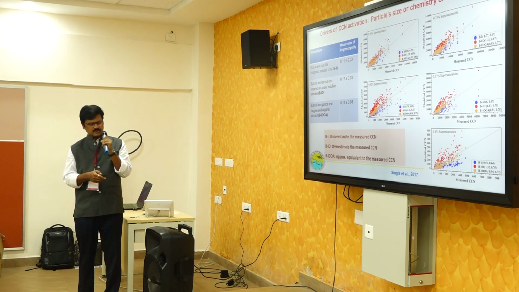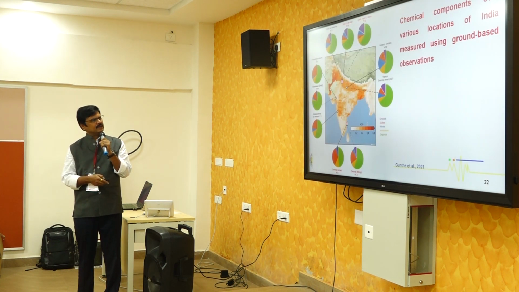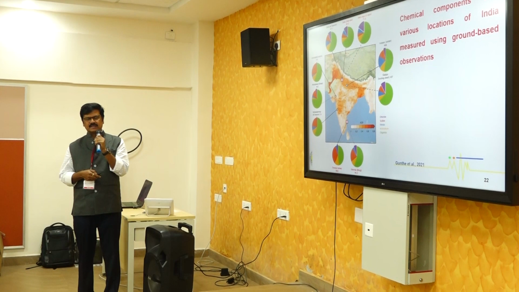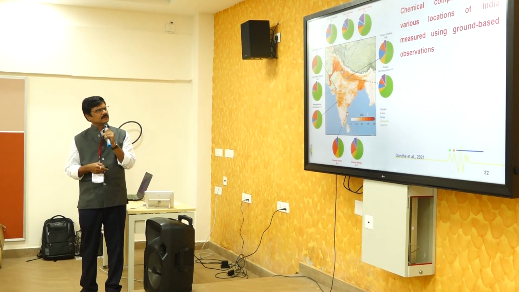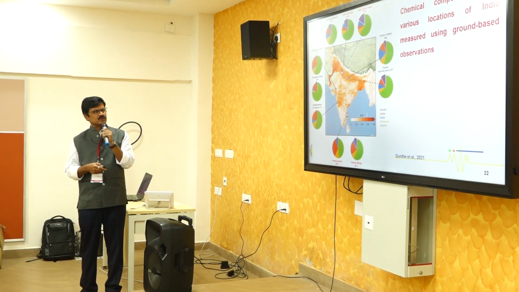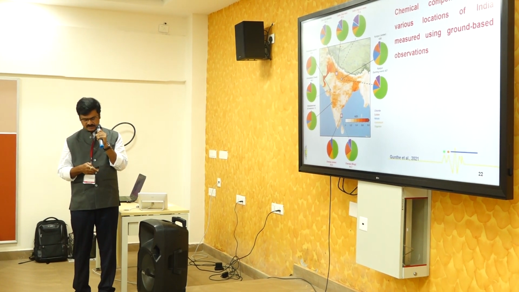So this is the result from Mahabaleshwar Observatory, and I think Sachin compiled all these chemistry measurements over different regions. So I think this can give us some idea how the CCN activation fraction varies in different regions, how the chemistry plays a role in CCN activation, etc.